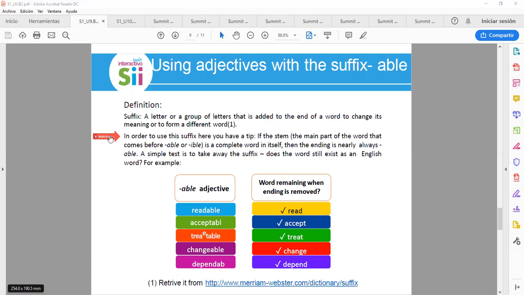Okay, now in order to use this suffix, here you have a tip. If the stem or the main part of the word that comes before able or ible is a complete word in itself, then the ending is nearly always able. A simple test is to take away the suffix. Does the word still exist as an English word? For example, able as an adjective.